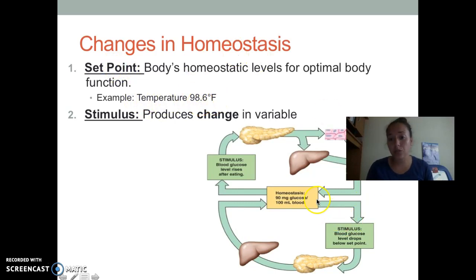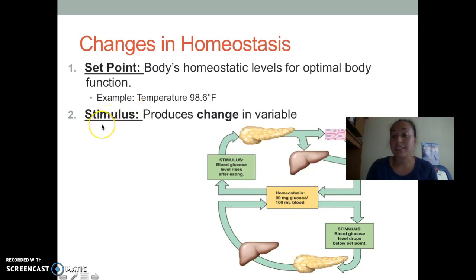This diagram shows you that your set point for your blood glucose level, so if we took your blood right now, what we'd be looking for as a set point would be 90 milligrams of glucose per 100 milliliters of blood. So that's another example of a set point.